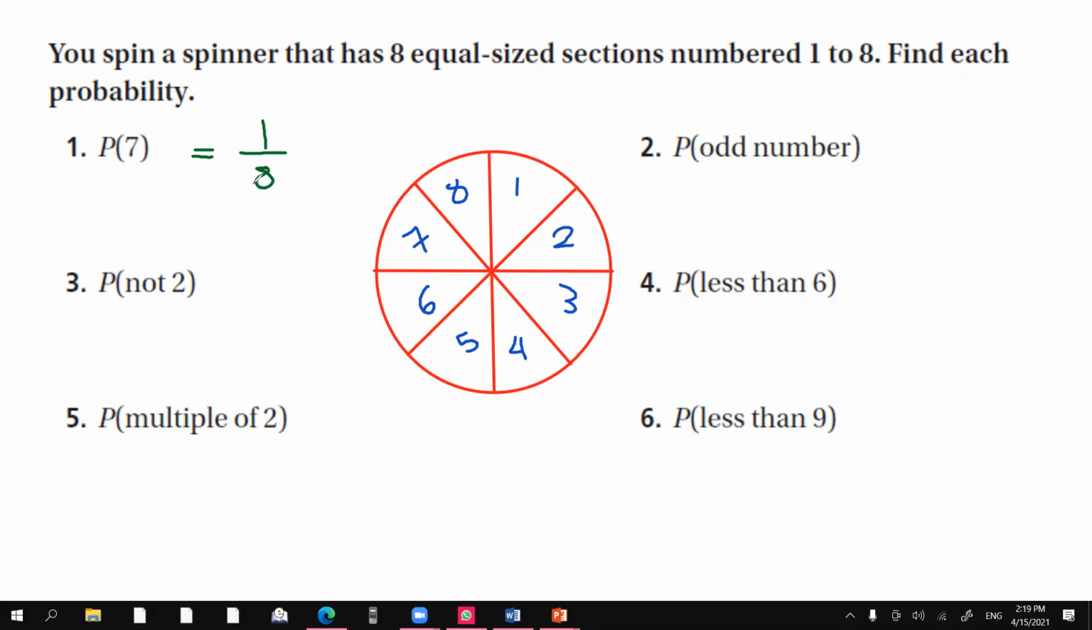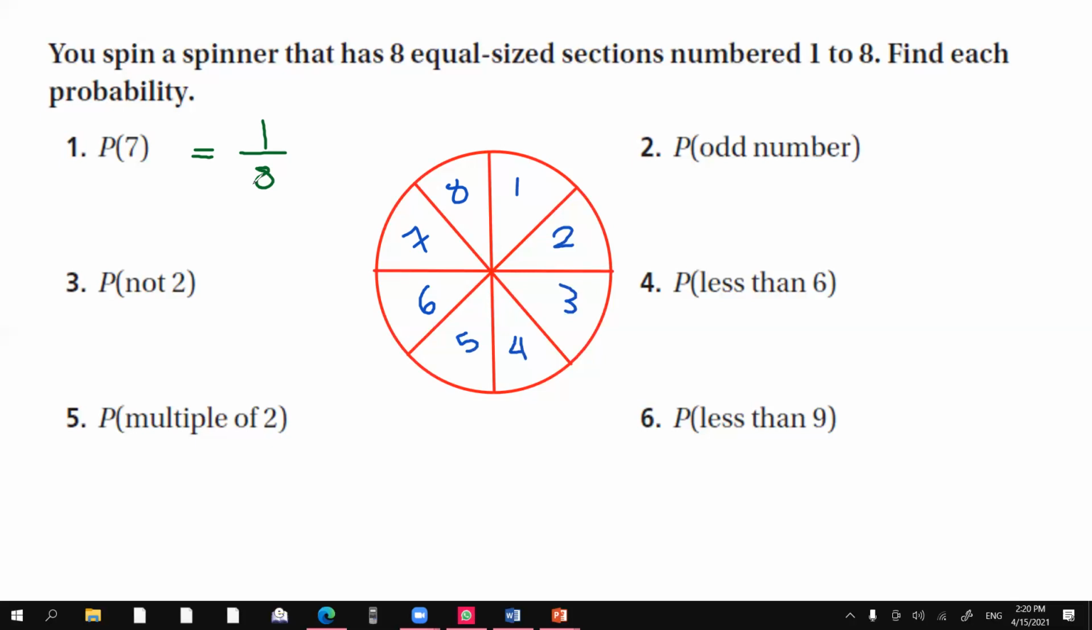Now, number 2, the probability of an odd number. What's the meaning of odd? As I told you before, odd means 1, 3, 5, 7, and so on. Even is 2, 4, 6, 8, and so on. The primes are 2, 3, 5, 7, 11, 13, 17, and so on. Those are numbers that can be divided only by 1 or by themselves. Be careful, 0 and 1 are not prime numbers.